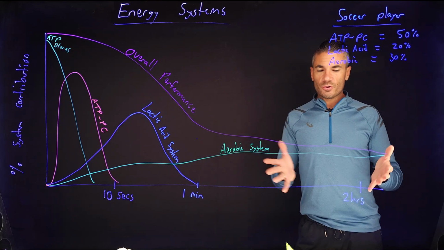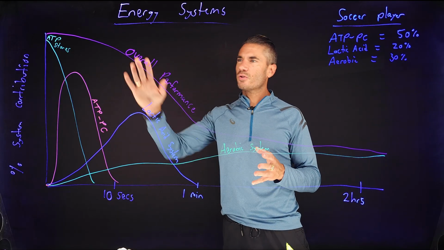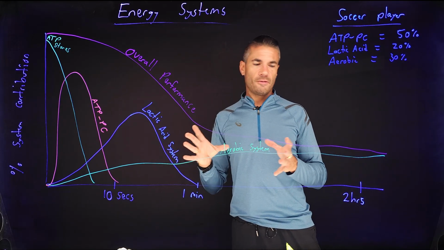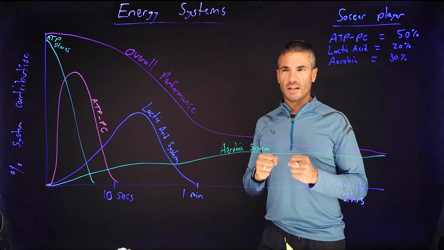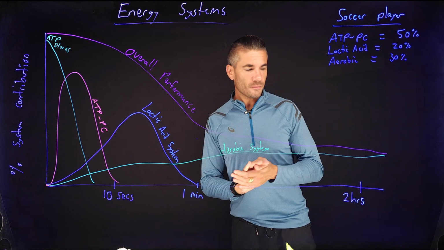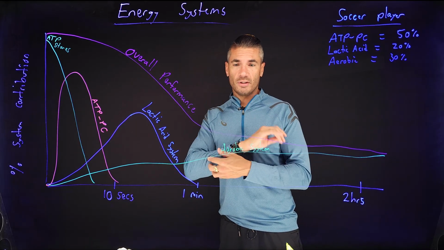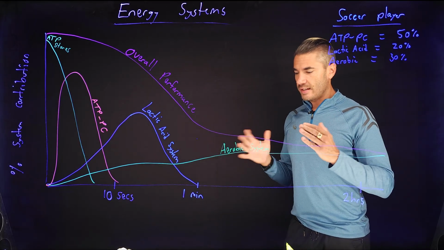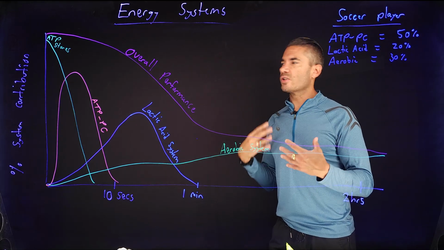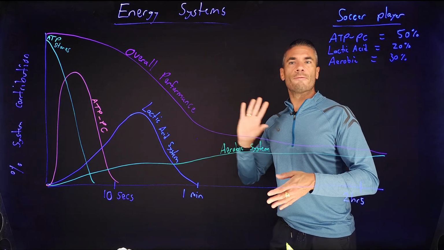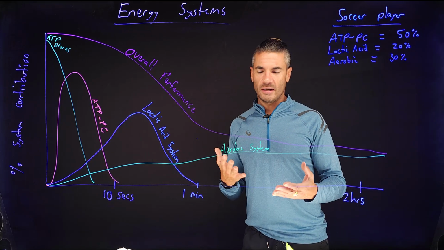So I've drawn this picture to demonstrate the system contribution if I was getting chased by a really nasty dog, okay? The dog's chasing me for 2 hours. I don't know why, but he really wants to eat me. So I start here and I just start running. And I literally just tell myself, I'm just going to keep running as fast as I can for as long as I can, okay?